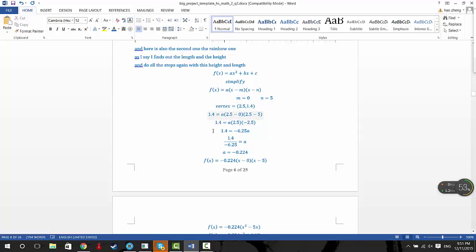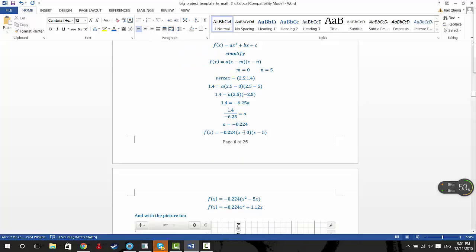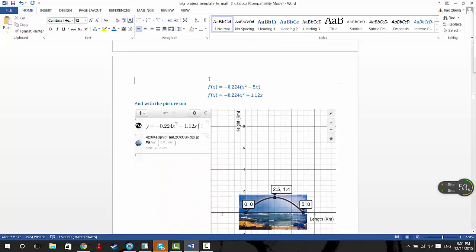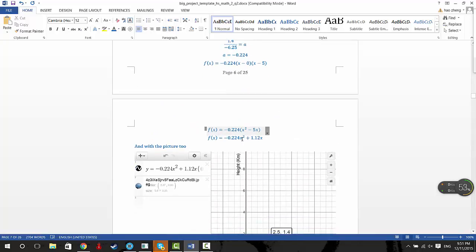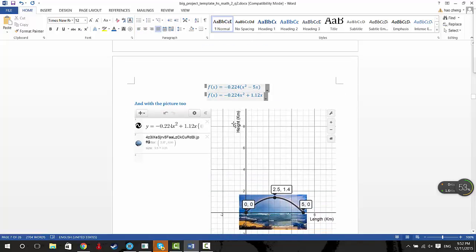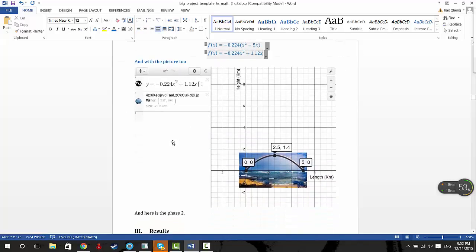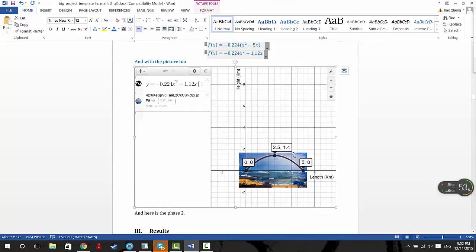Okay, so we fit in all the information and come out, and we go find a. Here's the a, as you can see. When we divide all those things and get this thing, it's negative 0.224, and we put a inside and put the x-intercepts inside there, and then we just multiply it and reverse it, and we get the final formula. Here's the final formula. After I graph it in Desmos, it looks like this. You can see it.